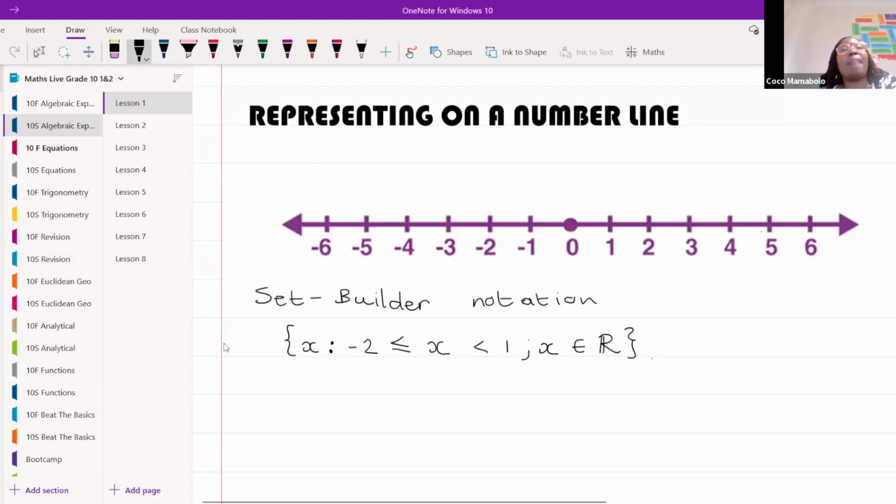All right, so I'm going to go to -2, and I'm going to put a closed dot because the equal to sign is there. And then I'm going to go to 1, and I'm going to put an open dot because there's no equal to sign there. Now, I know that x needs to be in between these two numbers, and I know that it's a real number, so I don't have to put a dot, dot, dot. I can just join these with a line.